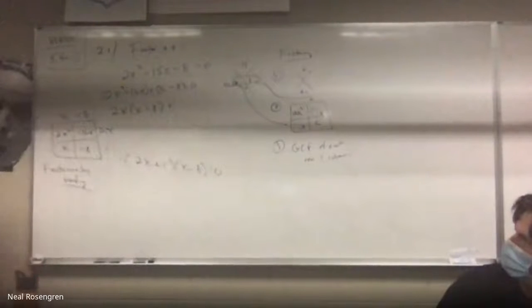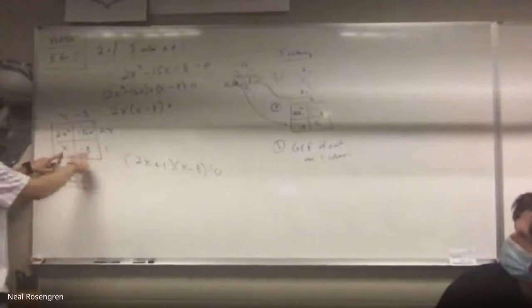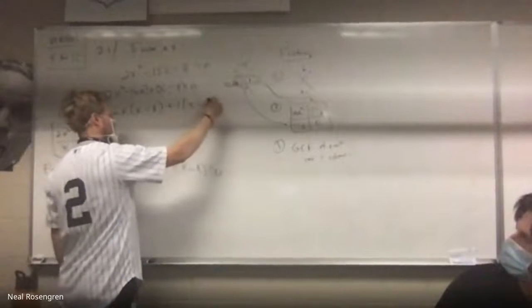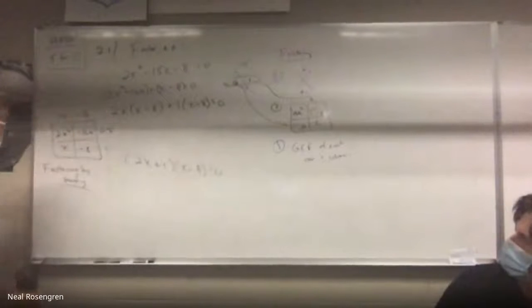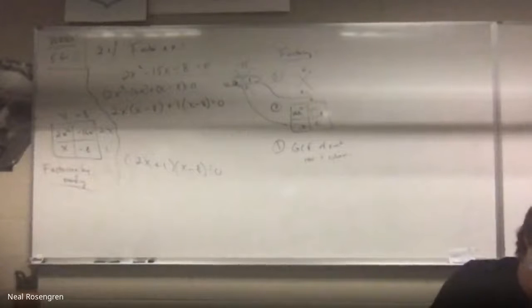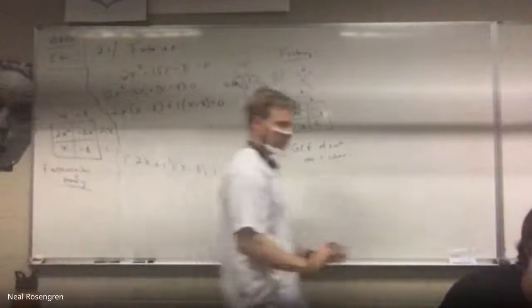And then I do it again. What is the greatest common factor between x and negative 8? Well, 1. So take out a 1. What do I have left? Exactly what I had before. Now, quick side note.